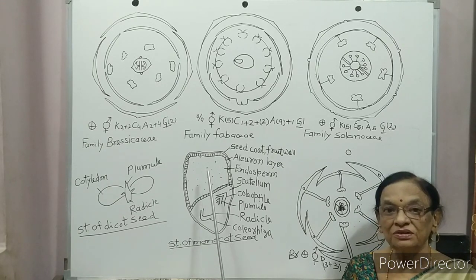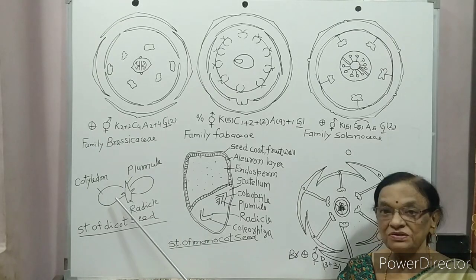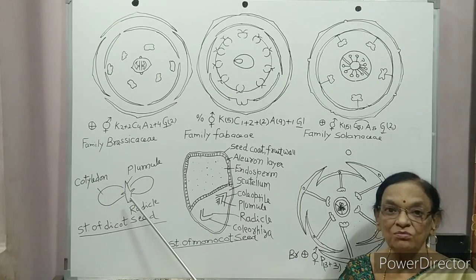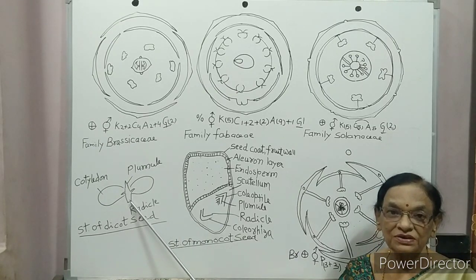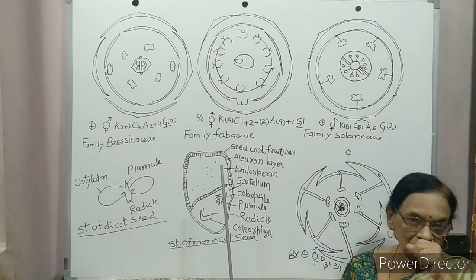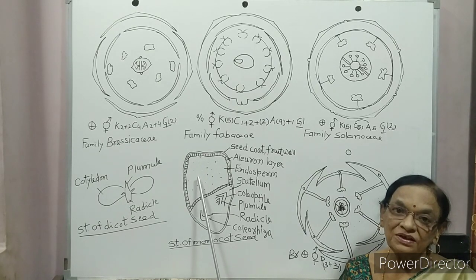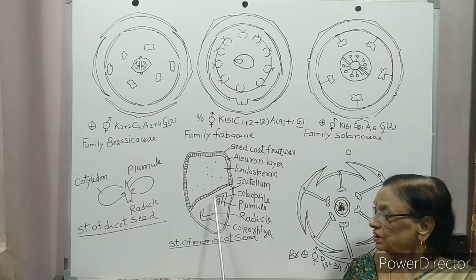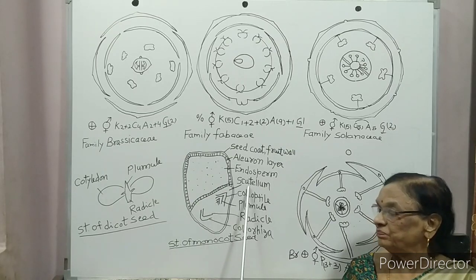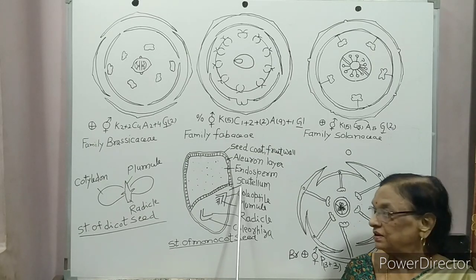Endosperm is the nutritive tissue. This endosperm is not present in most dicot seeds like bean seed. So endosperm has starch-containing cells. This is the scutellum. Scutellum means the only single vertical cotyledon.